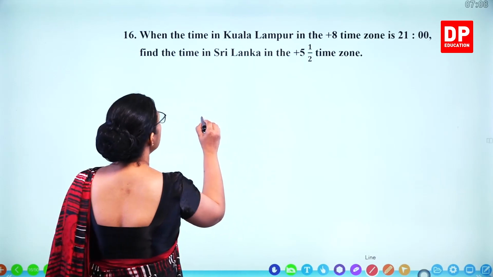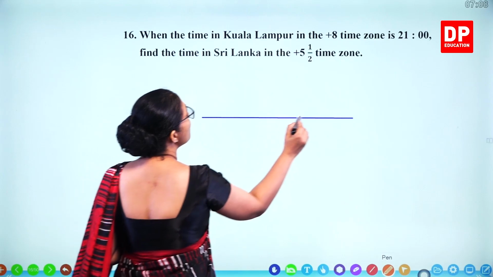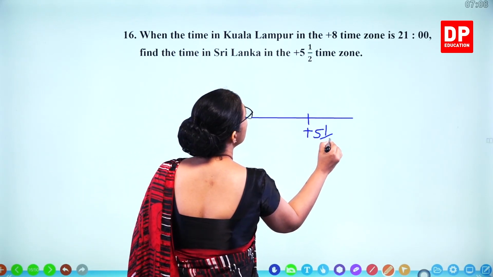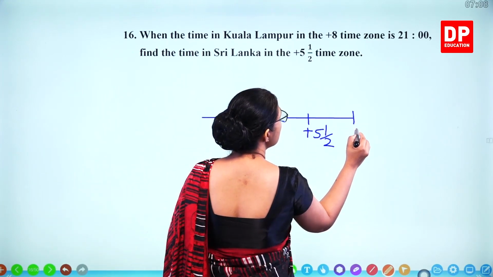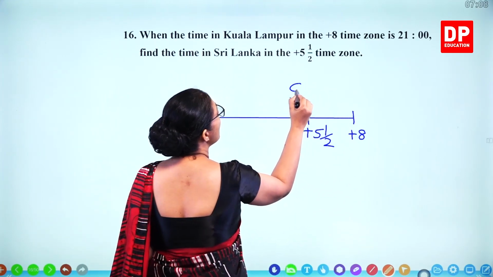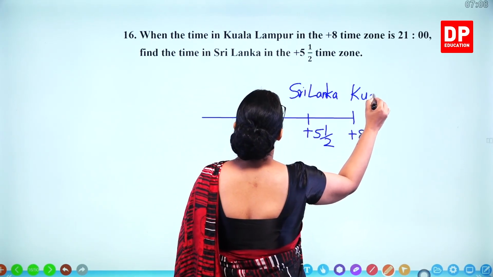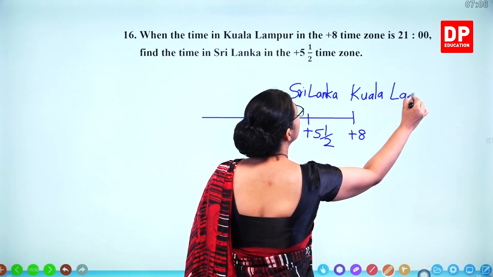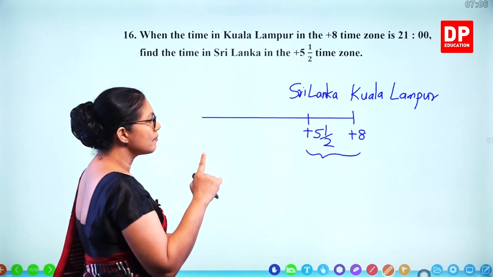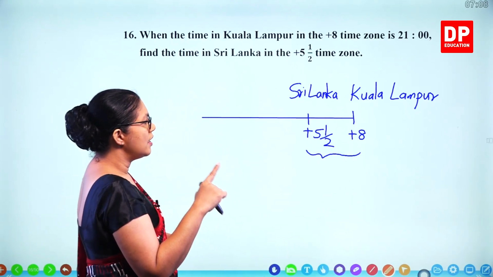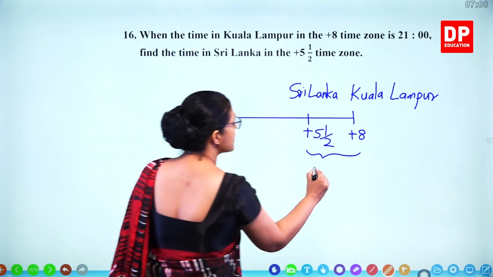So we'll draw and see where Sri Lanka and Kuala Lumpur. So +5.5 is Sri Lanka. +8, we'll take this is +8. That's Kuala Lumpur, Sri Lanka. And this is Kuala Lumpur. What's the time difference? 8 minus 5.5. 8 minus 5 is 3, 3 minus half, 2.5 hours difference.